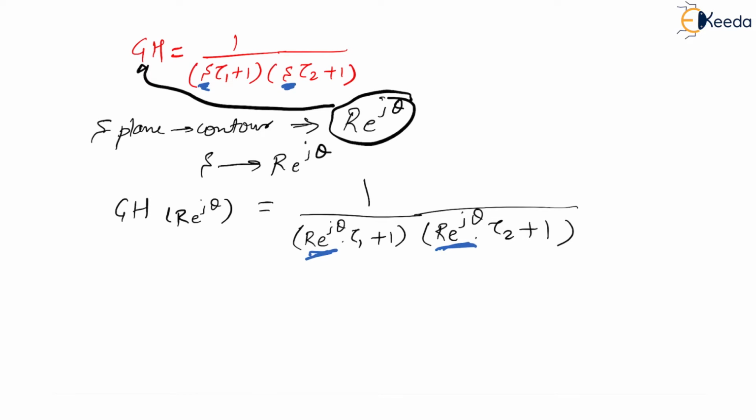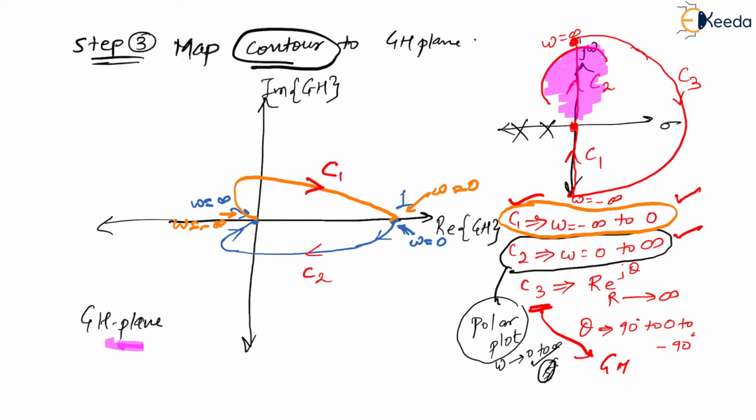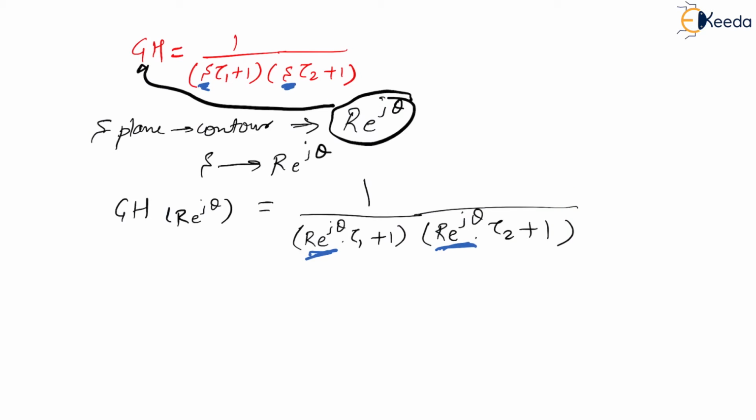Now if you remember, my r goes to infinity, right? R tends to infinity. So if my r is tending to infinity, what happens to the magnitude? Let us understand. R tends to infinity, which means this becomes infinity, this becomes infinity. So 1 by infinity into infinity is nothing but 0, which means the magnitude is going to be 0.